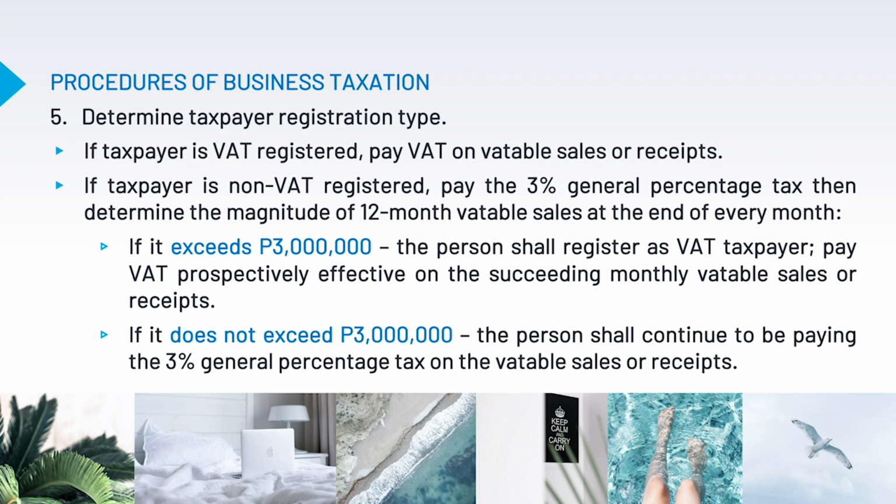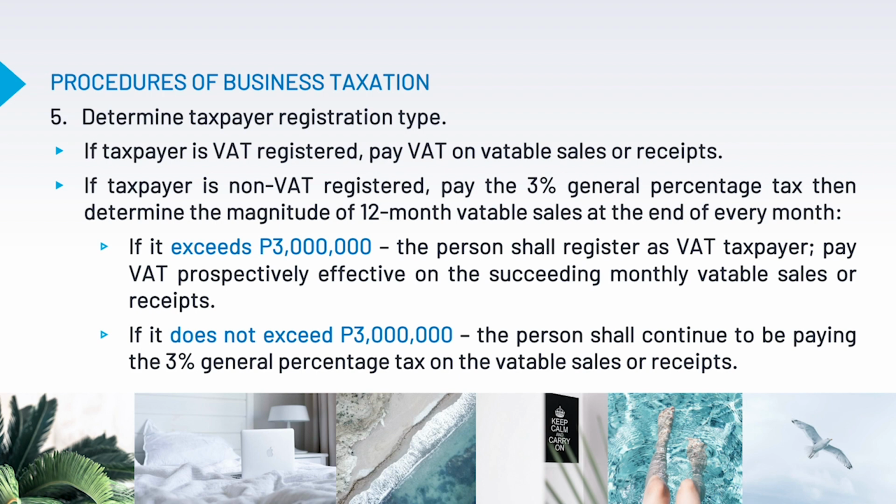So, there we can determine it. If a taxpayer is VAT registered, then they pay 12% VAT. Pay VAT on vatable sales or receipts. So, we compute our input and output VAT. Okay? If the taxpayer is non-VAT registered, then what they pay, in general, is percentage tax. Pay the 3% general percentage tax.